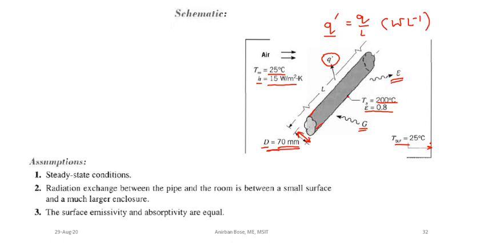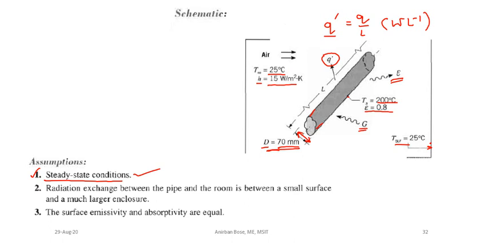Now let us see what assumptions we are considering. The first assumption is the steady state condition. Steady state condition means that with respect to time, all these temperatures which are mentioned are not going to change. So its surface temperature is not going to change with respect to time anymore. The properties are not changing with respect to time, so it's a steady state condition.